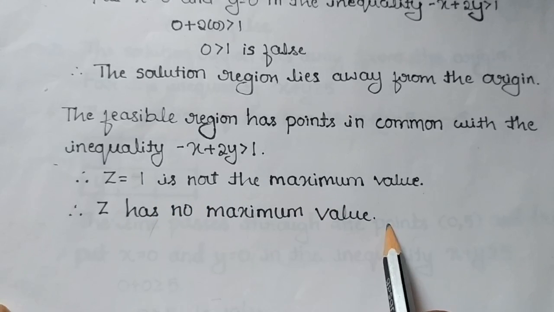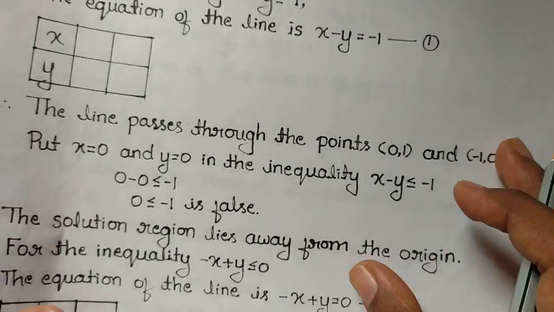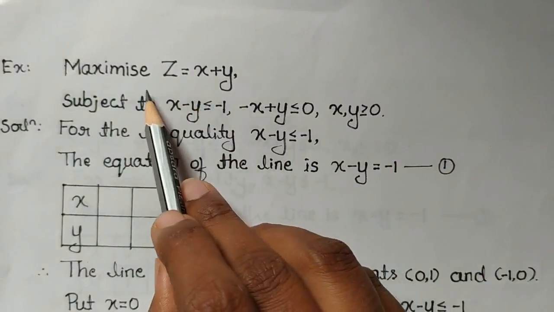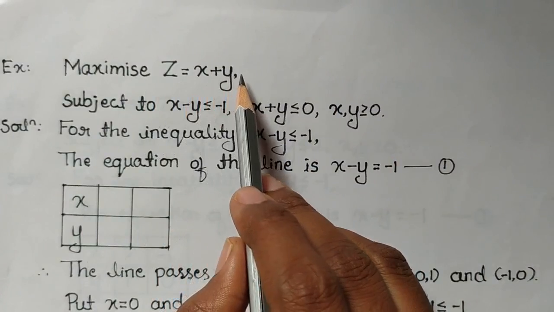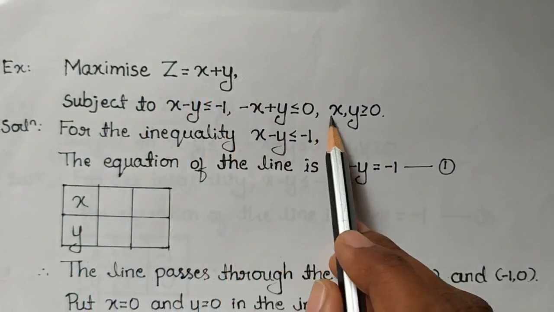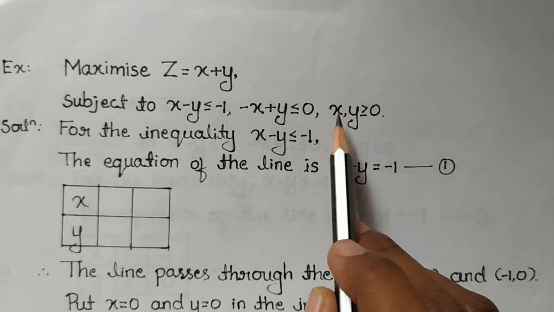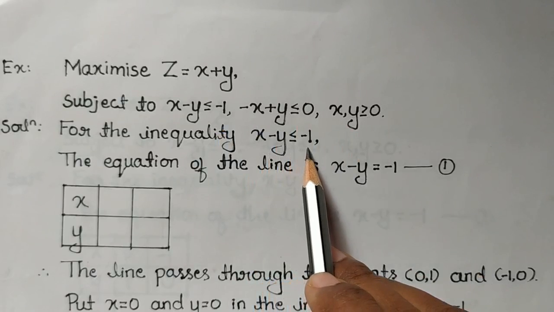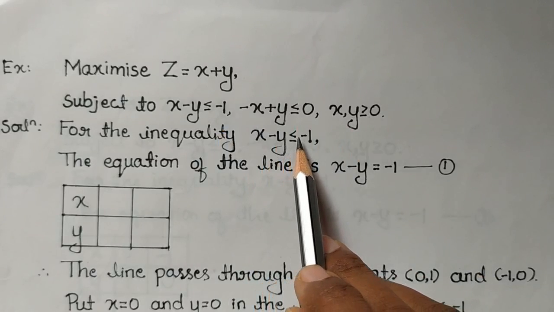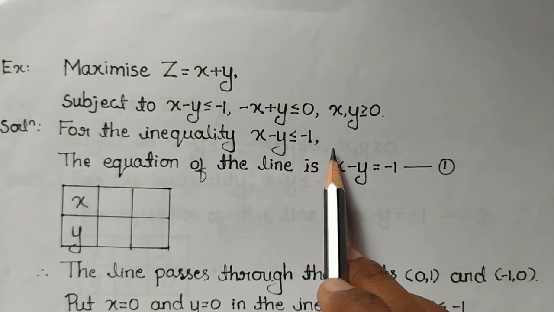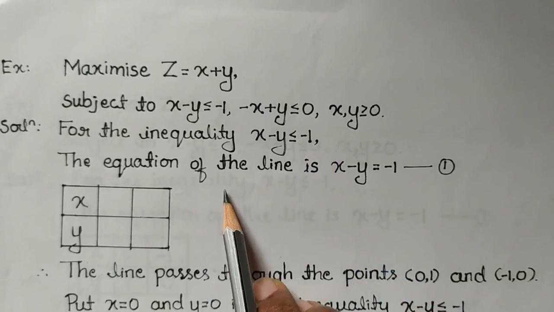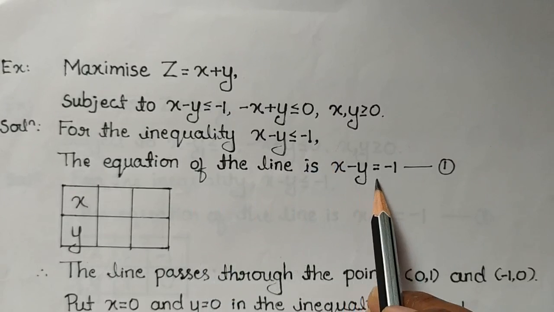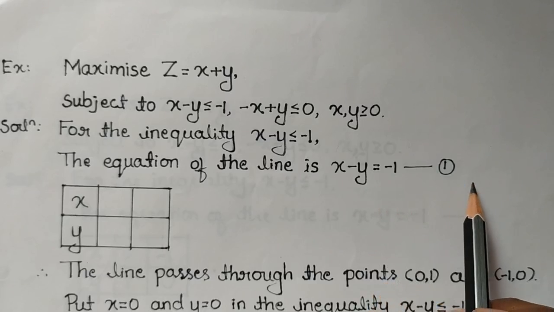This completes the solution. Next example is maximize z is equal to x plus y subject to these constraints. We solve the inequalities one by one. So the first inequality is x minus y less than or equal to minus 1. First step, the equation of the line is x minus y is equal to minus 1. Call this as equation 1.